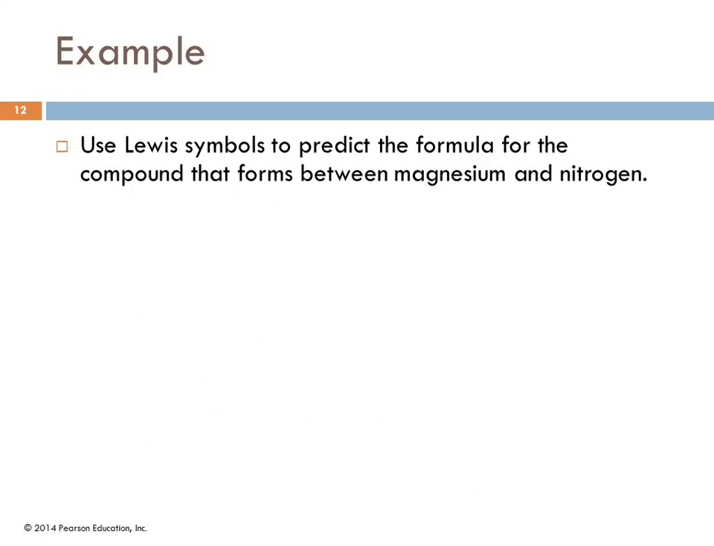So use Lewis symbols to predict the formula for the compound that forms between magnesium and nitrogen. So magnesium is Mg. And how many valence electrons does magnesium have? 2. And nitrogen has how many? 5. 1, 2, 3, 4, 5.